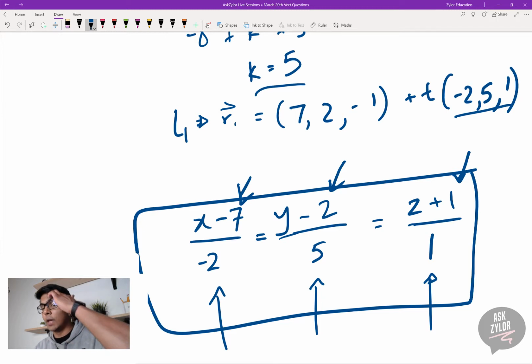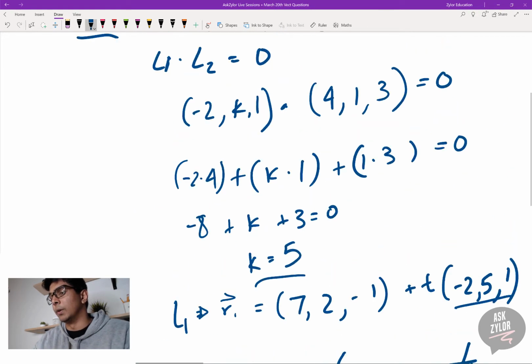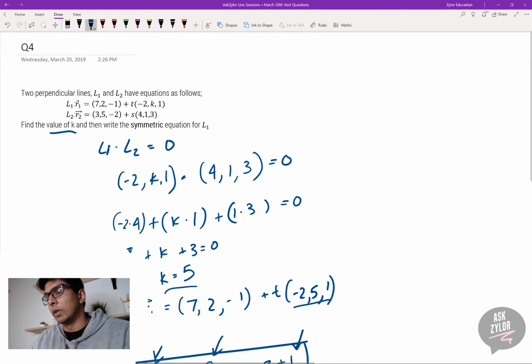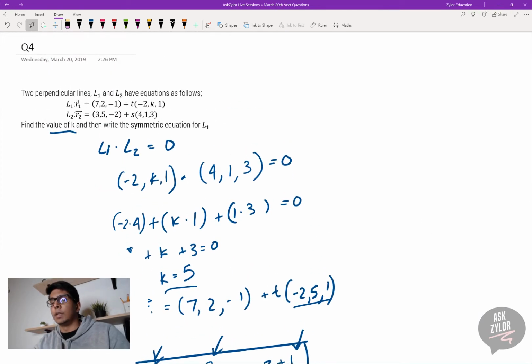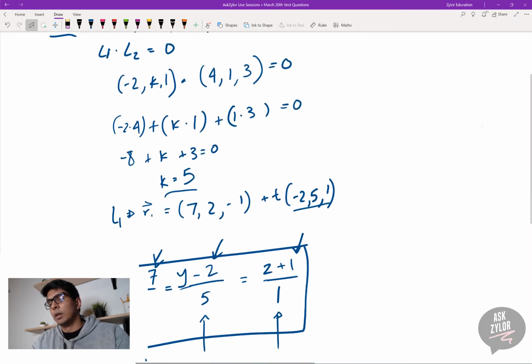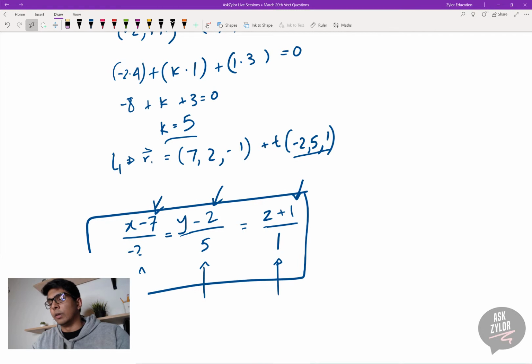So once again, if you have any questions that you want us to solve, please send them in. We'll be happy to help you out. So we just went through, we just found the value of k because we knew perpendicular lines have a dot product of 0. Then we just found the dot product of those two vectors, plugged k back in, and found the symmetric equations.